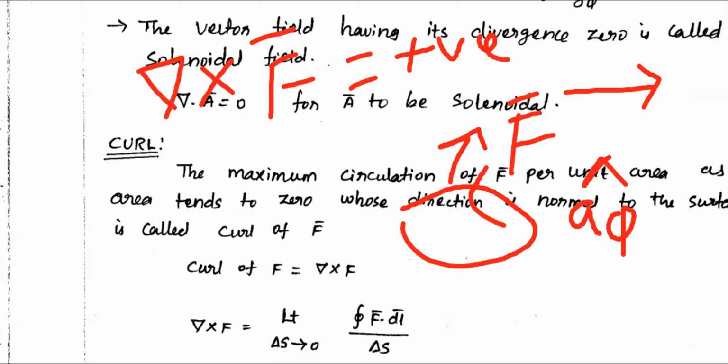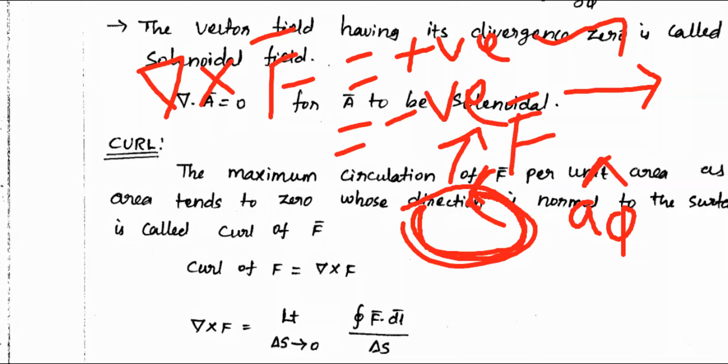If your vector is rotating in this way, in an anti-clockwise manner, then your cross product is positive. If it is going the opposite way, in a clockwise direction, then your answer will be negative. And if the vector does not have any rotational capability, it is simply going in some direction, then if you calculate the circulation, definitely it is zero.